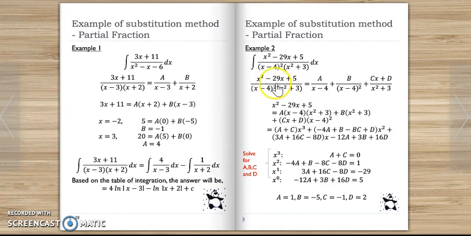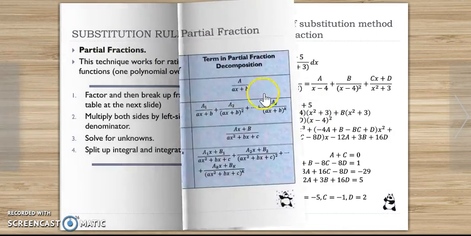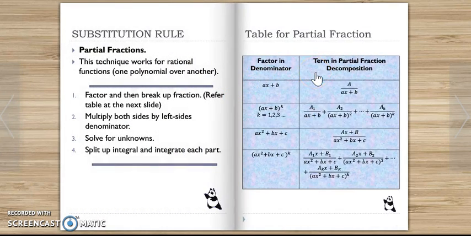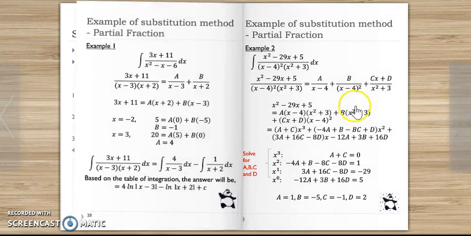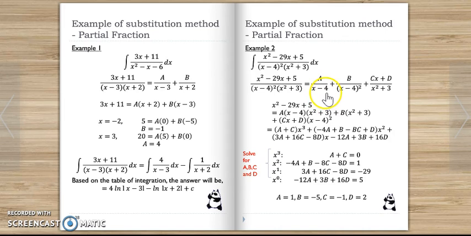So it is crucial to know what your factors in the denominator are, so that you know what terms you can use in the partial fraction decomposition. In this one, the first step is to separate it like this, then find the unknowns and solve. When you know the unknowns, you substitute back into the equation here, and now you get the answer. This is all based on the table of integration.